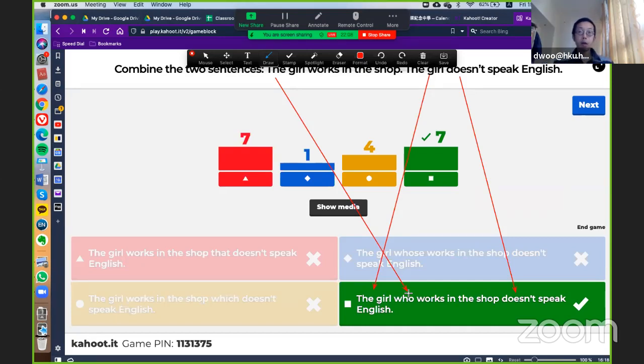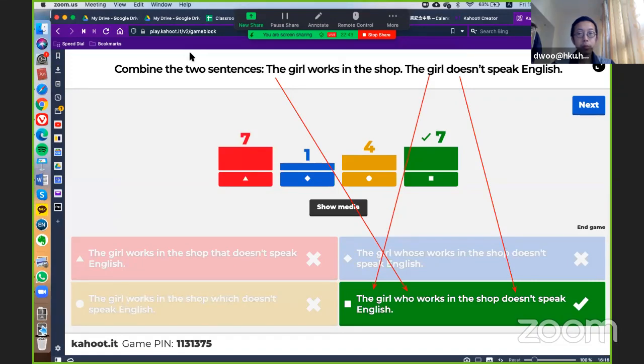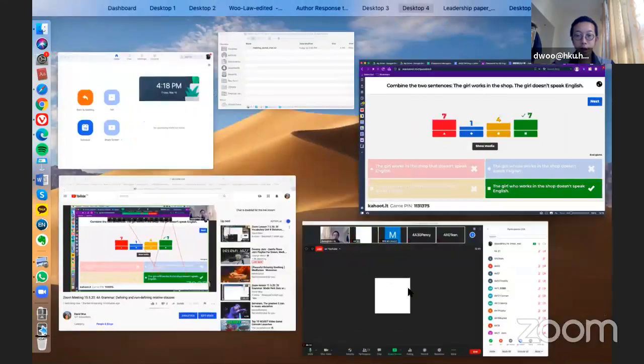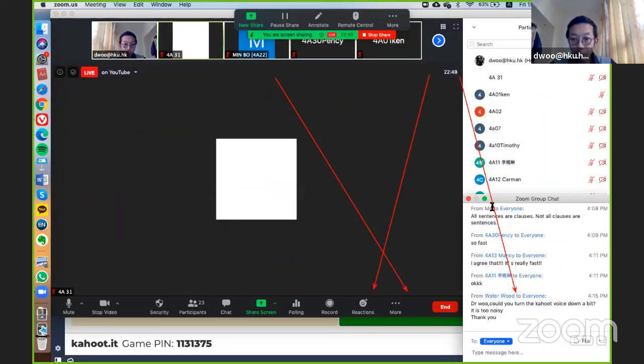So what happened was, to combine the two sentences, we took one and put it inside, in between the words of the other sentence. I'll say it again. So to combine these two sentences, we took one, we put it inside. And instead of saying the girl works in the shop, we said who works in the shop. Okay. So if I can just type this quickly and merge it.